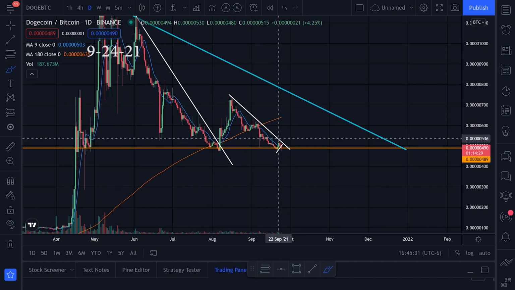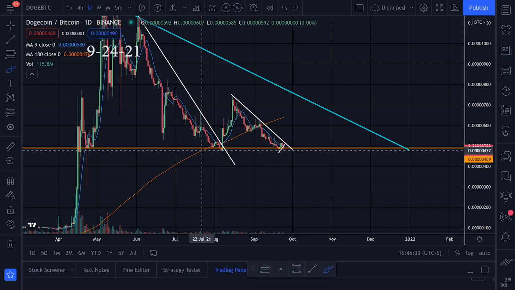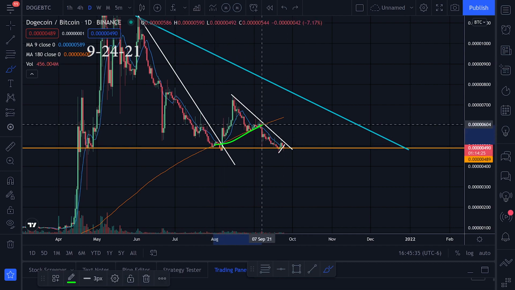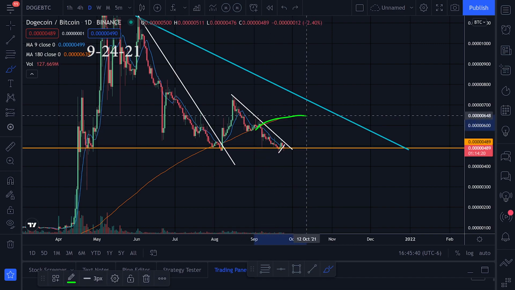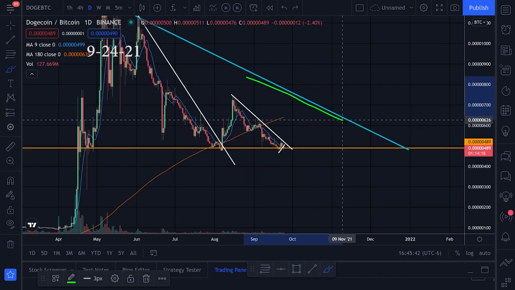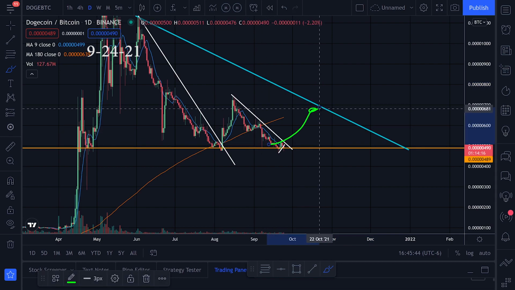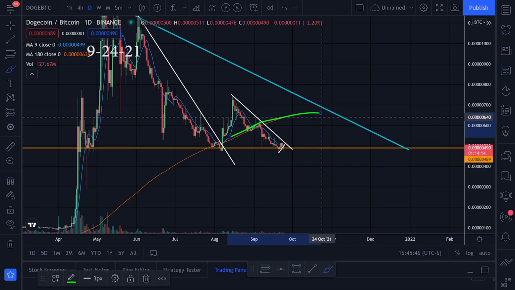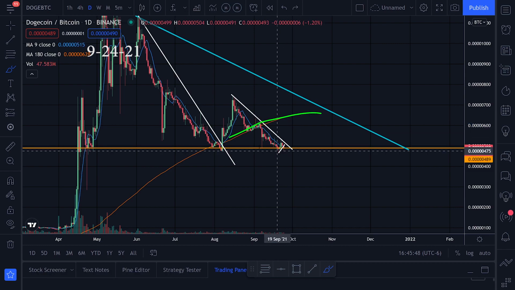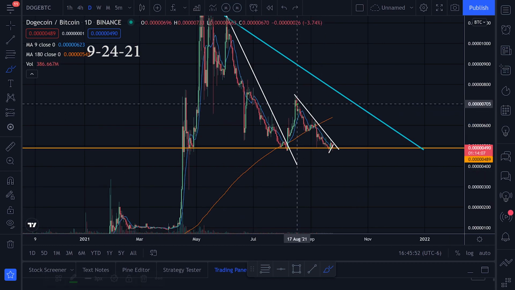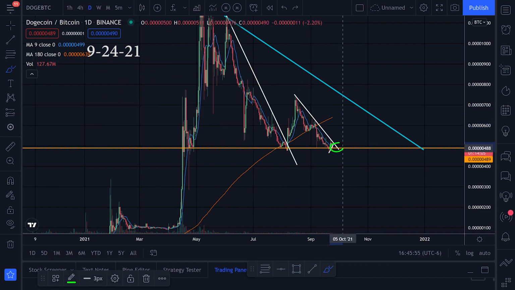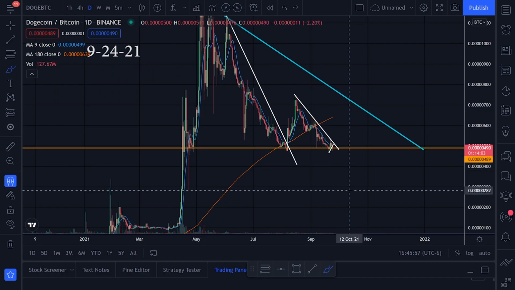That's just my speculation. If we break to the upside, we have this 180 moving average on the daily time frame that might give us some resistance. We might come up there and it might not even be that big of a move. We also have this downtrend, and we might have to come up and retest that. So we might see a small move going to the upside, or we might see a big move going to the downside. We're going to have to wait and see, but it does look like we're coming up on that point of choosing which way we're going to go pretty soon.